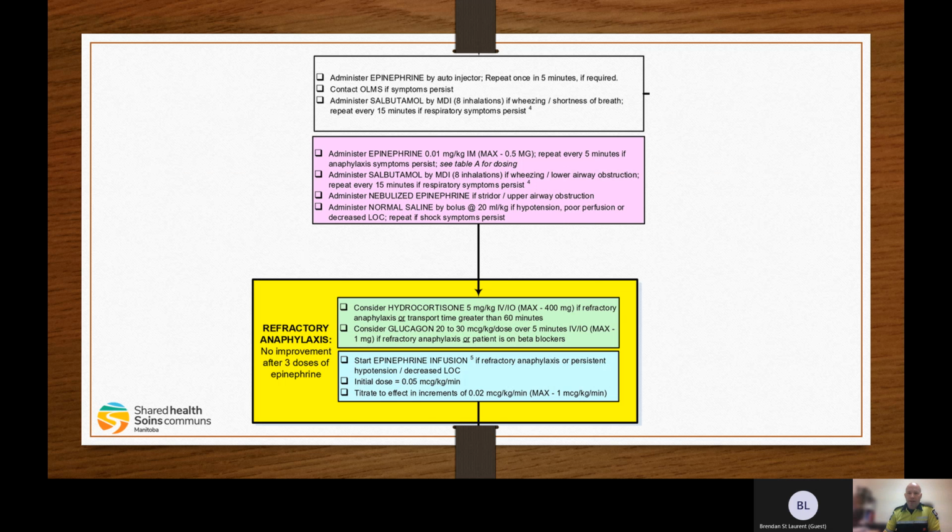So looking at the actual care map here, epinephrine is always our first line treatment of anaphylaxis. As per our care map, no matter what your scope of practice is, you always want to use epinephrine as your first go-to medication. When we look down the care map, we don't actually access hydrocortisone until we're dealing with refractory anaphylaxis, which I'm going to talk a little more about in a minute.